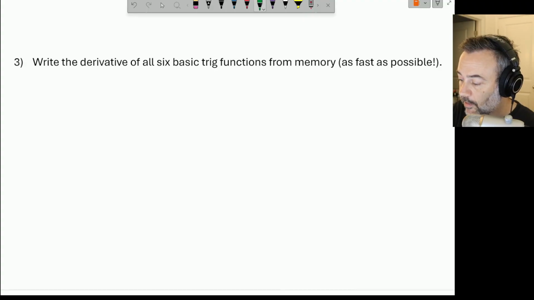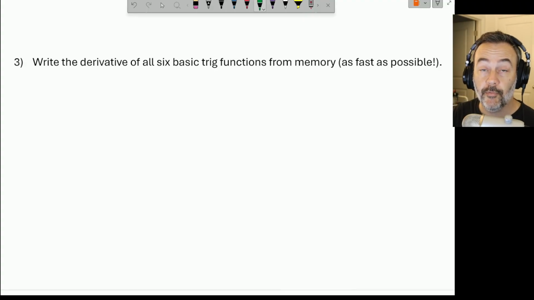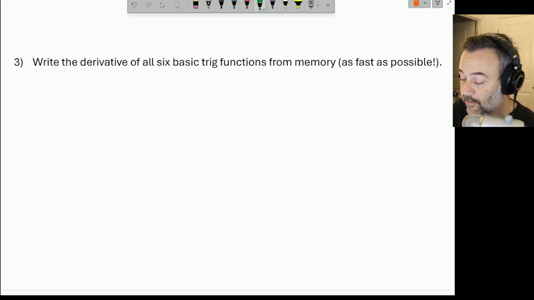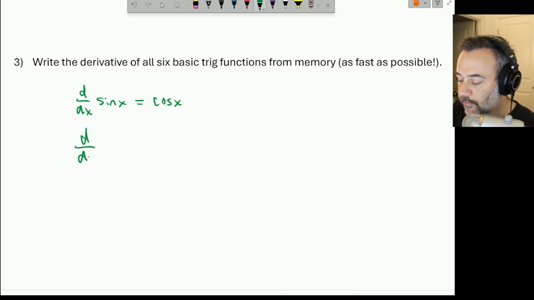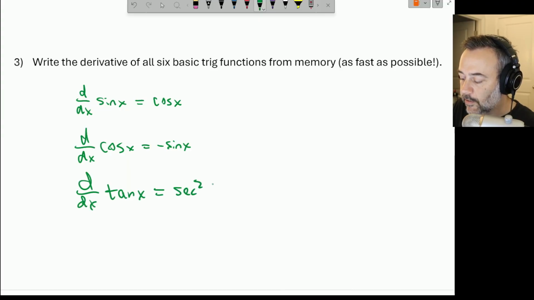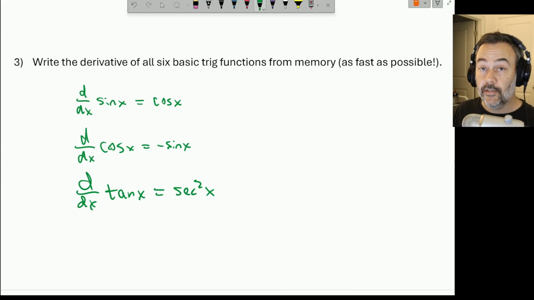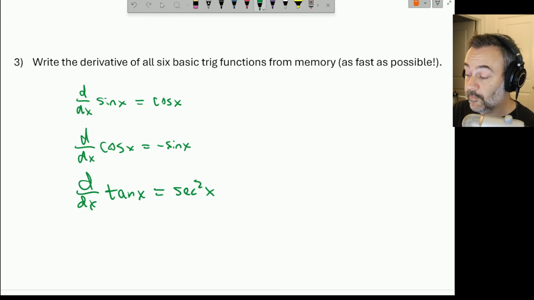So what have we got? All 6 basic, really you should memorize, you should also quiz yourself on the product rule, the quotient rule, power rule, constant multiple rule, etc. But let's do the derivative with respect to x of sine of x equals cosine x. The derivative with respect to x of cosine x equals negative sine x. The derivative of tangent of x is secant squared x. Okay, these should be that fast to write down, and the other 3 should be as well. You have to memorize them.